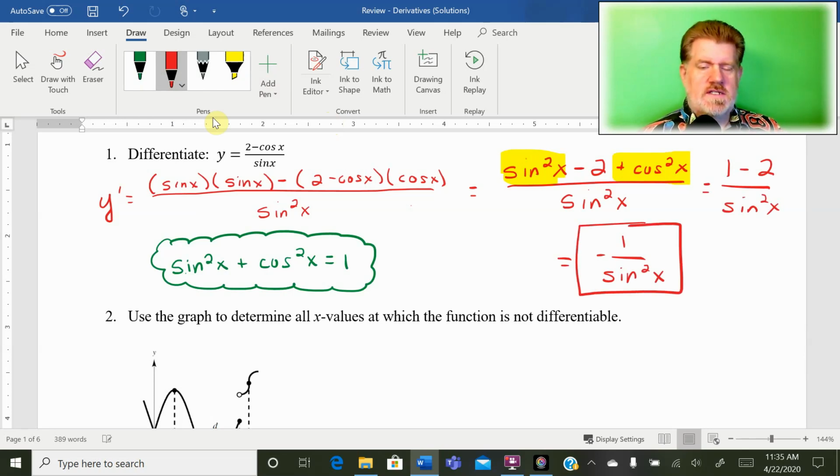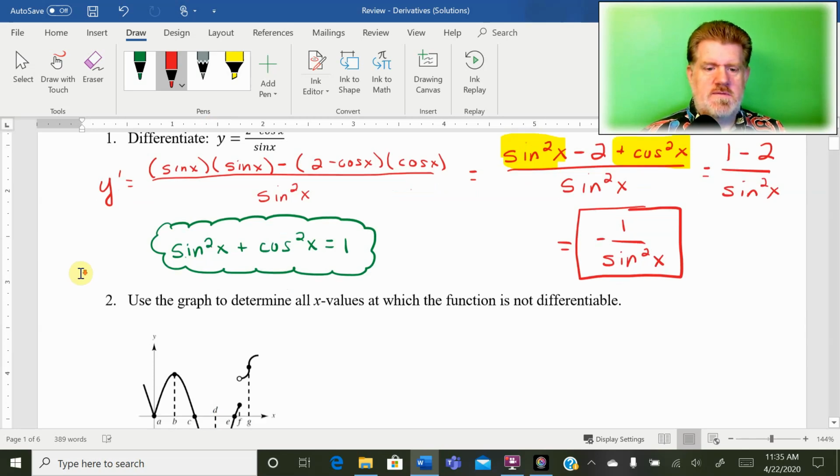Do you need to simplify it that far? Typically not, but it also depends on the situation. If you need to solve something, it might be easier to simplify it before you plug it in. If not, it's up to you. It is a question based upon your needs more than anything. Okay, that is number 1.